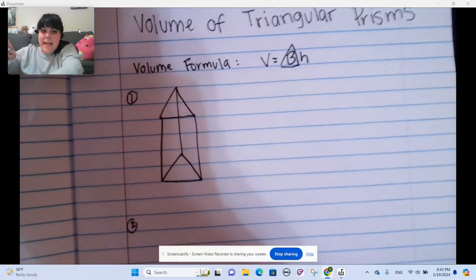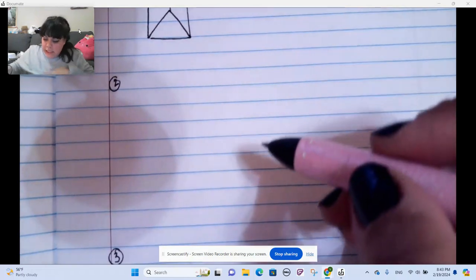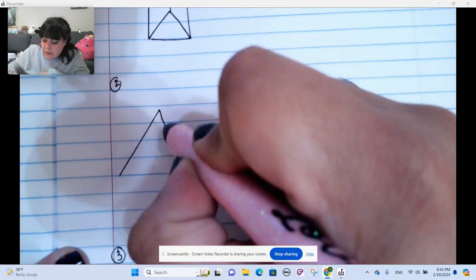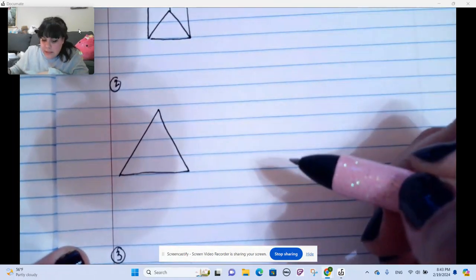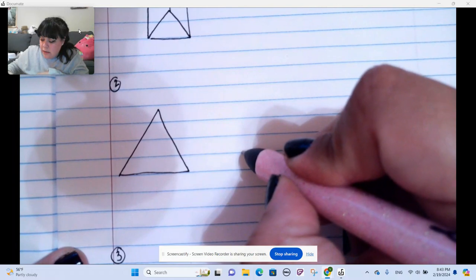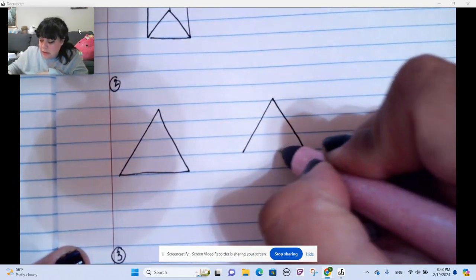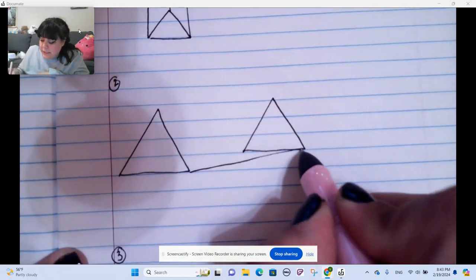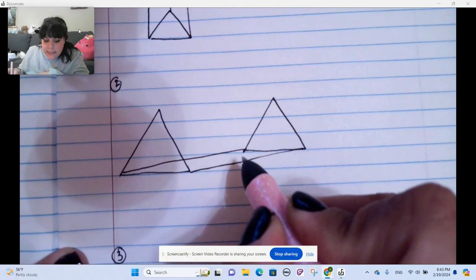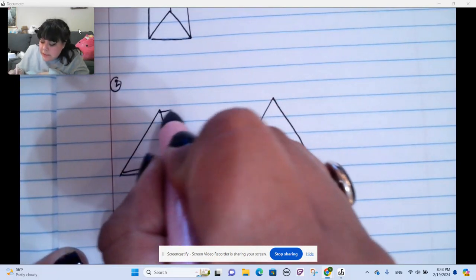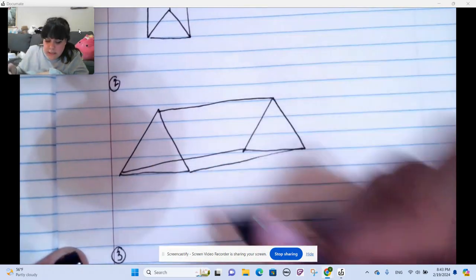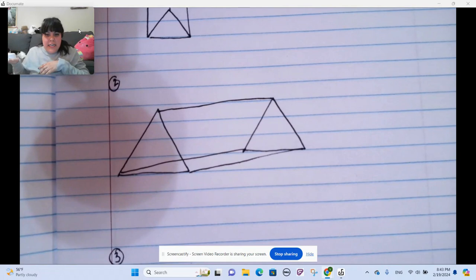Okay, my second prism, it's gonna look like a tent. So I'm going to have a triangle, and then another triangle. And then I'm gonna connect them. So these go here, these go here, these go here. Yeah, that looks pretty good. Hey, that looks good enough.